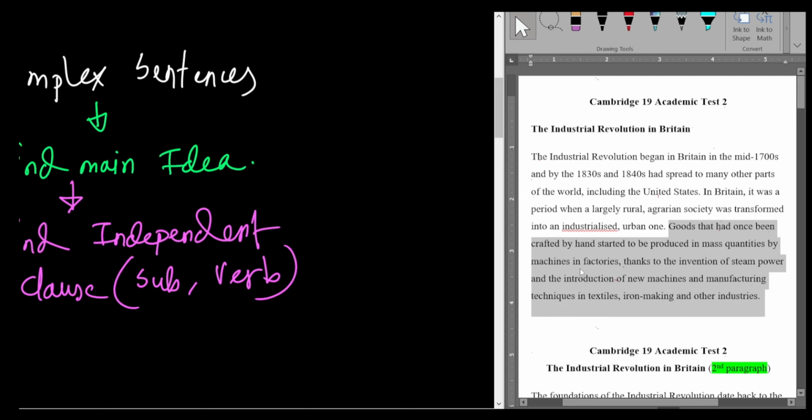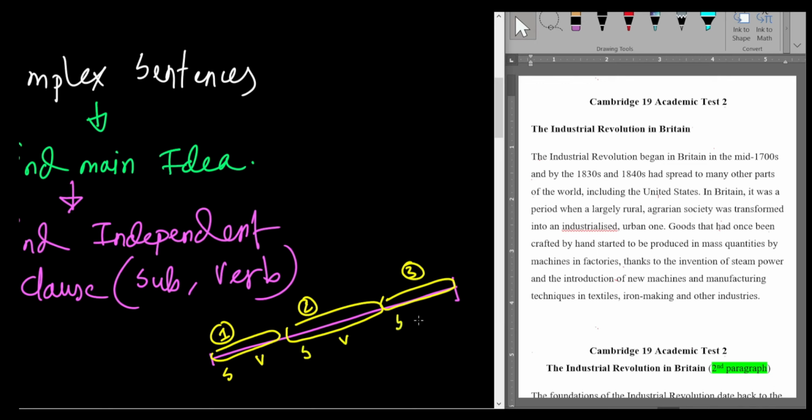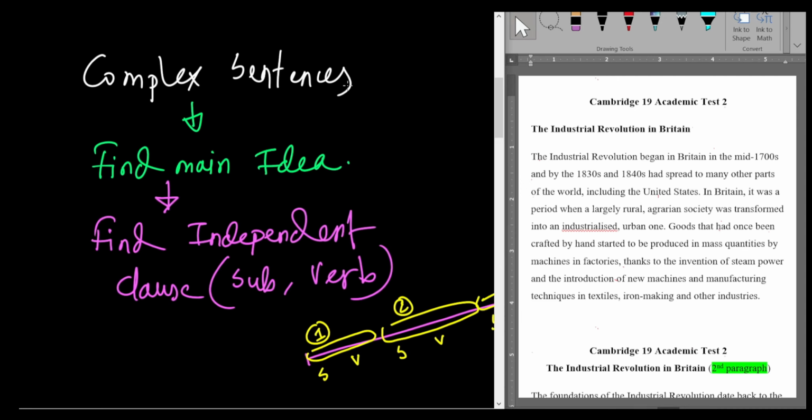Why are we calling it complex? Because in a complex sentence there must be multiple ideas, or multiple clauses or parts. Suppose this is part 1, this is part 2, this is part 3 of a complex sentence, and each part contains a different subject and a different verb. So what will be the main idea of the sentence? As we said, our target will be to find the main idea of each complex sentence.